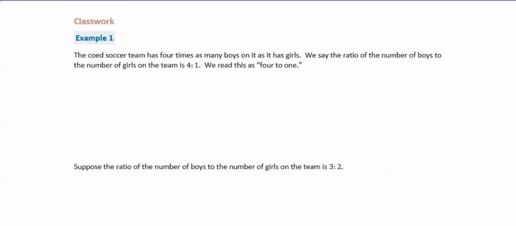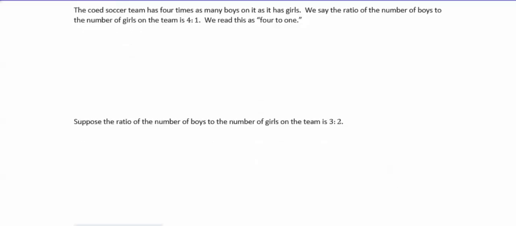The first example says the co-ed soccer team has 4 times as many boys on it as it has girls. We say the ratio of the number of boys to the number of girls is 4 to 1. We read this as 4 to 1. There's really nothing for us to do there, but thank you, New York State, for the big gap of space. The next part says, suppose the ratio of the number of boys to the number of girls is 3 to 2.